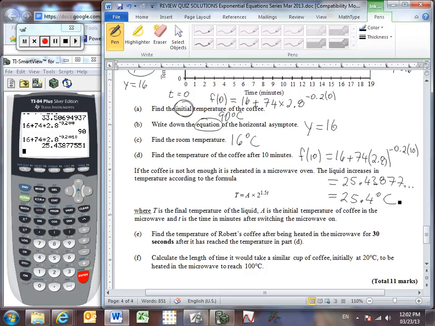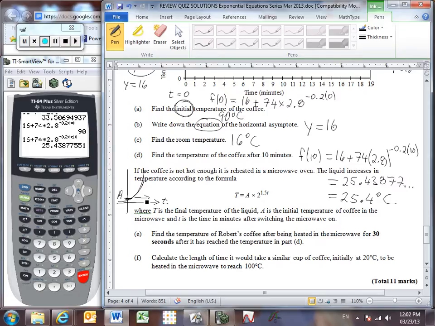And it goes on, it says if the coffee is not hot enough, it is reheated in a microwave oven. The liquid increases in temperature, so here comes our growth function now, according to this formula. So T is the final temperature of the liquid after it's heated. A was the initial temperature of the coffee in the microwave. So there's A, the initial temperature. t is the amount of time in minutes after we've switched the microwave on.